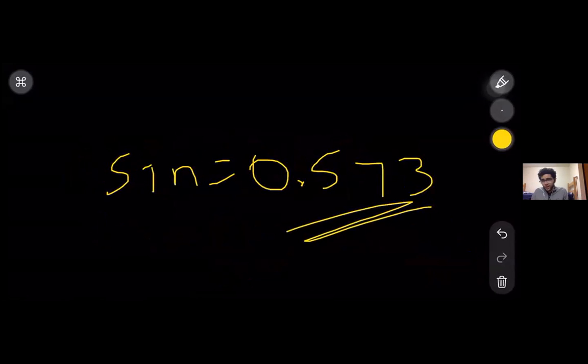So we don't even know what x is. We didn't know what the triangle was, but just by getting the value of tan, we got the value for secant and sine.